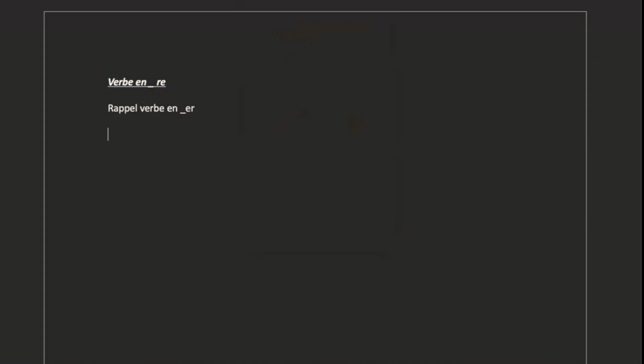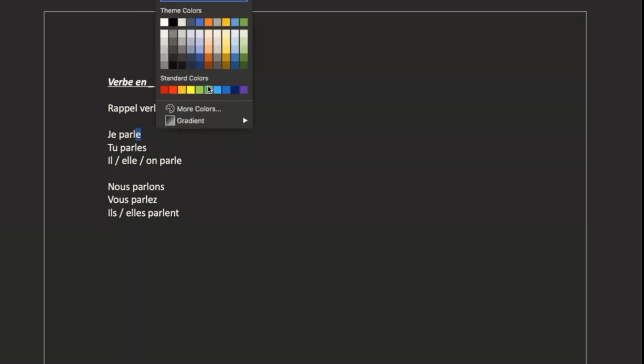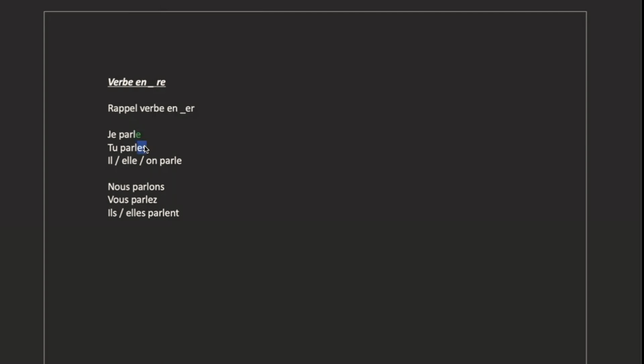So, je parle, tu parles, il, elle, on parle, nous parlons, vous parlez, ils, elles parlent. D'accord? Ça marche? Donc ici, je vais mettre ça peut-être en vert. Ce que l'on fait, le verbe c'est parler.